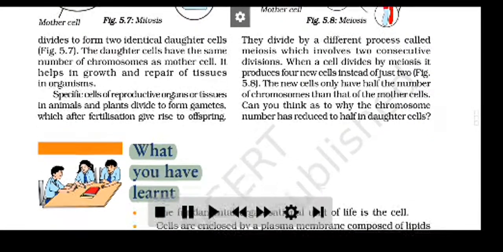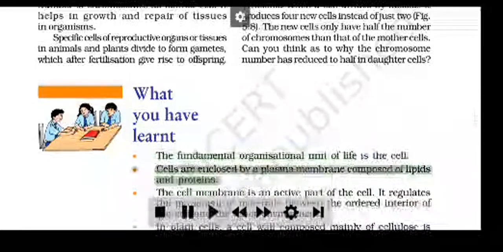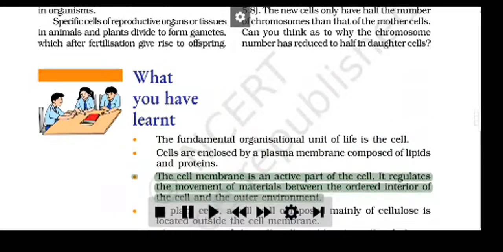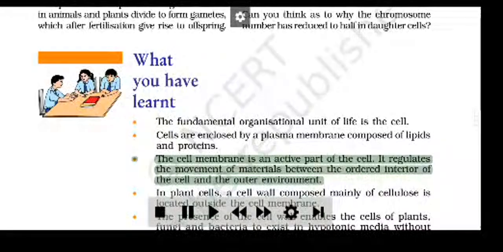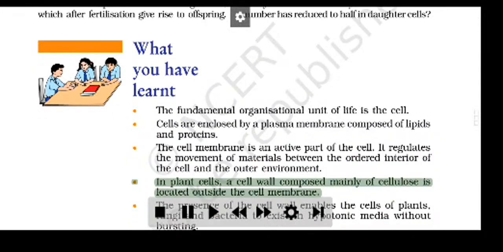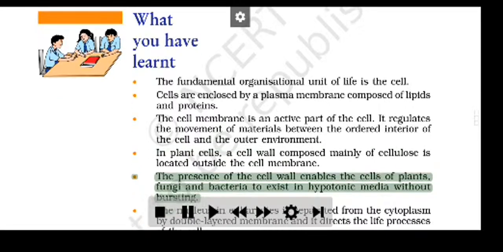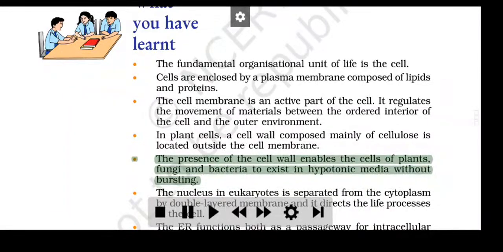What you have learned. The fundamental organizational unit of life is the cell. Cells are enclosed by a plasma membrane composed of lipids and proteins. The cell membrane is an active part of the cell. It regulates the movement of materials between the ordered interior of the cell and the outer environment. In plant cells, a cell wall composed mainly of cellulose is located outside the cell membrane. The cell wall enables the cells of plants, fungi and bacteria to exist in hypotonic media without bursting.